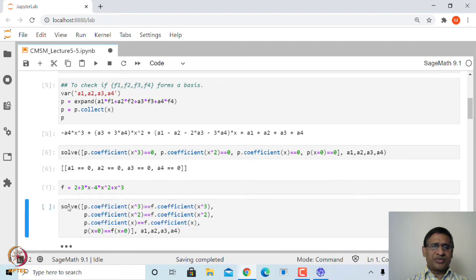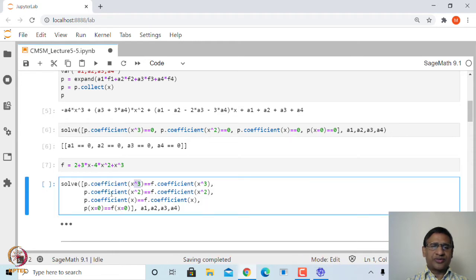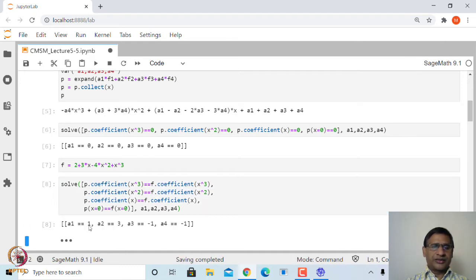So, that is the same as saying, we have already defined P as summation ai fi. So, you collect the coefficients of this summation ai fi and equate it to the coefficient of f. That is what we are doing. So, coefficient of x cube in P equated to the x cube coefficient in f, the x square coefficient in P equated to the x square coefficient in f, and so on. And when you do that, you will get the solution.